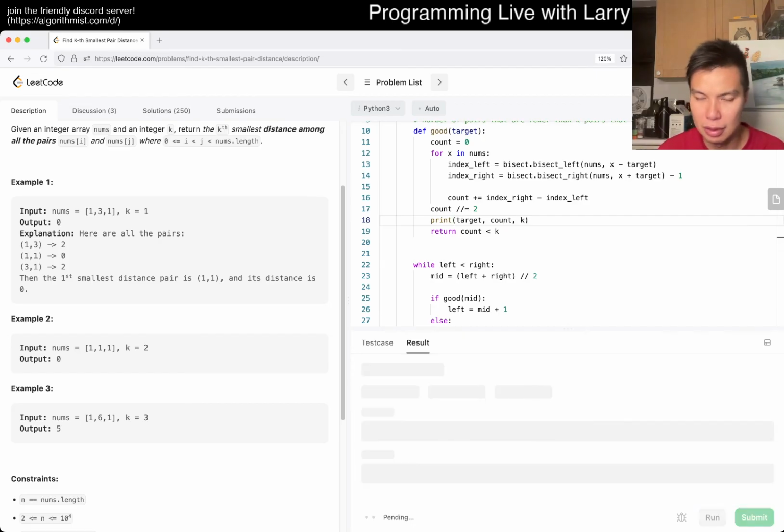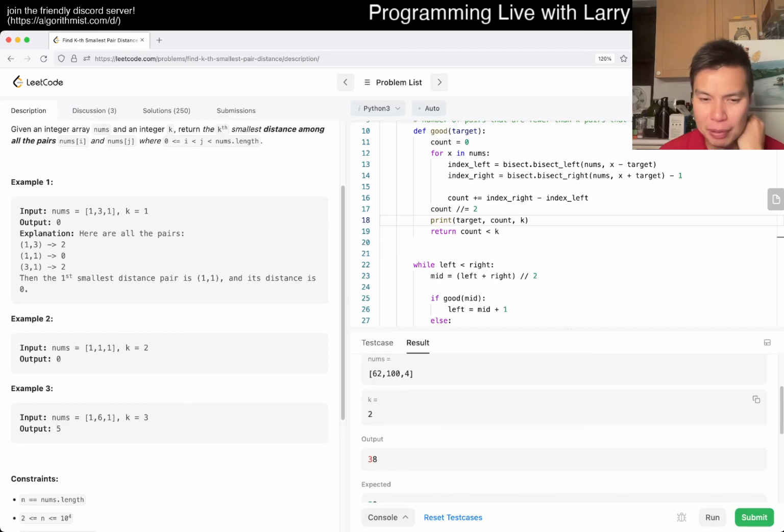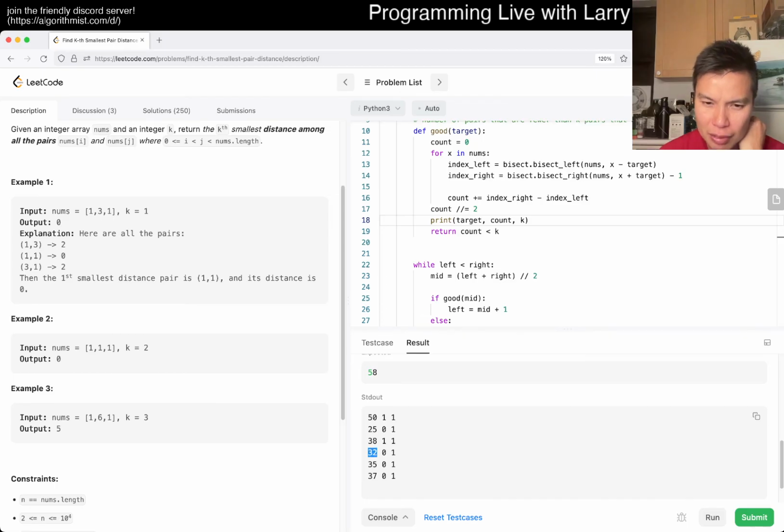Okay, well, because 38 should be when count is equal to 1 and k is equal to 1. Oh, well, k doesn't change. So we want the second number. 38 should not, I mean, the first number is 38, right? So then it went smaller after that? That doesn't make sense, right? I think maybe I just have to do this.